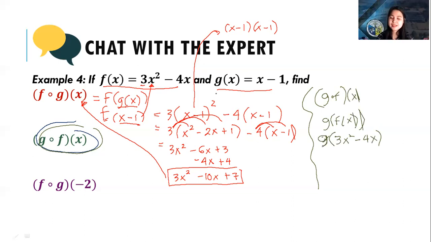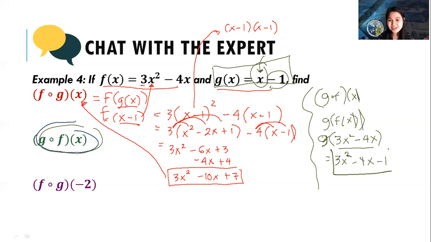So it means that, let's go to g, okay? The value of x is, again, 3x squared minus 4x. Let's substitute. What's our x? 3x squared minus 4x. Minus 1. Okay, no like terms. So this is now the final answer.